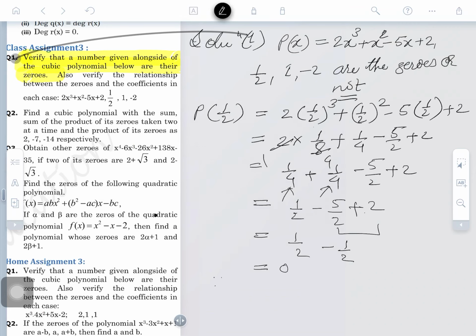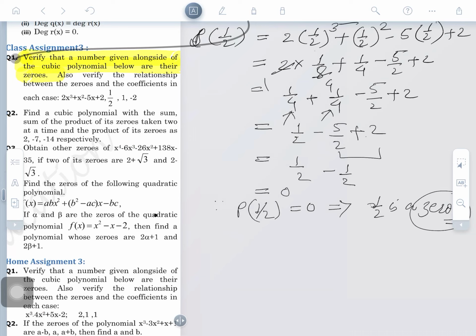So you will write here: since p of 1 by 2 is equal to 0, this implies that 1 by 2 is a zero. Zero means a root; we can say root and solution. Okay, similarly, further solutions can also be done here.